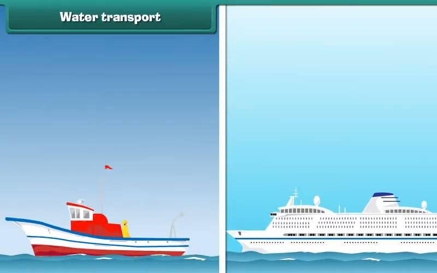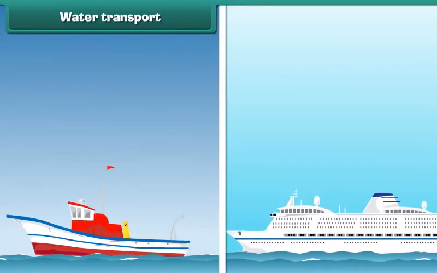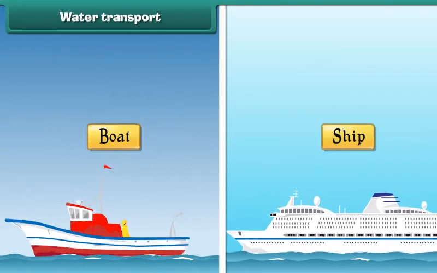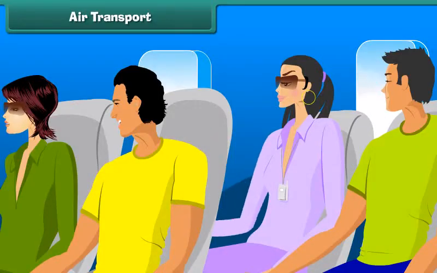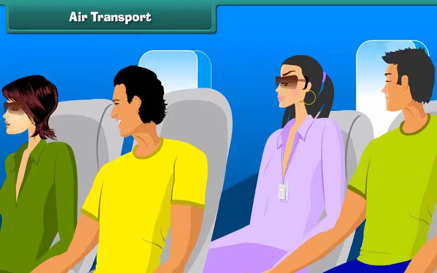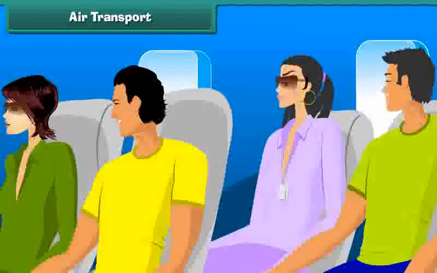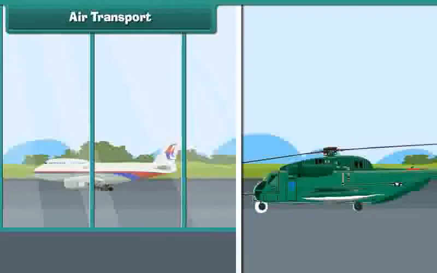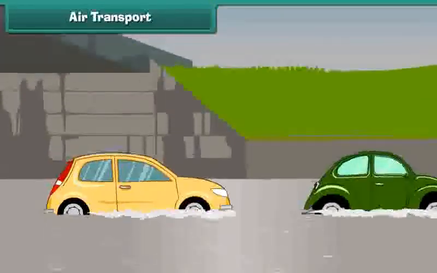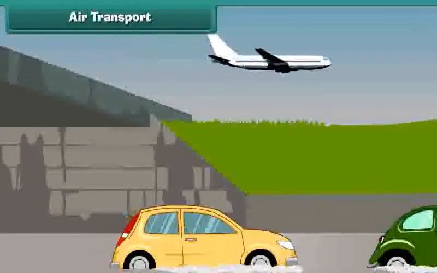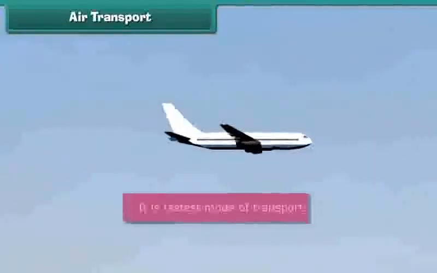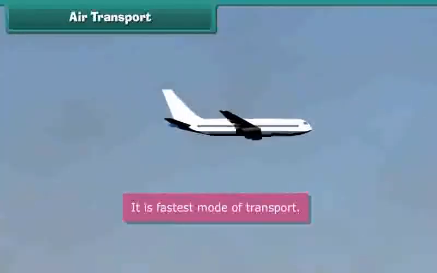Goods and passengers are carried from one place to another, both within and outside the country, by means of boats and ships. Air transport. The movement of goods and passengers from one place to another by means of aeroplanes and helicopters is called air transport. Air transport is very useful in transporting goods and passengers during natural calamities like earthquakes and floods. It is the fastest mode of transport.